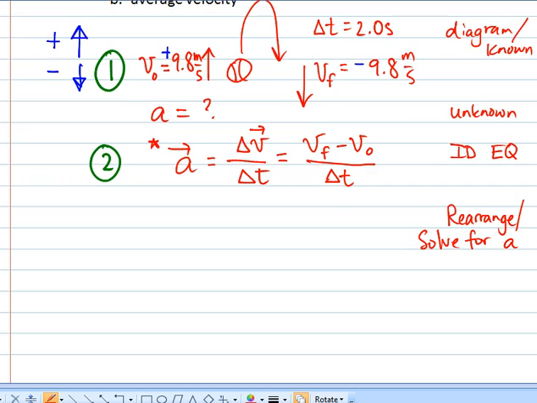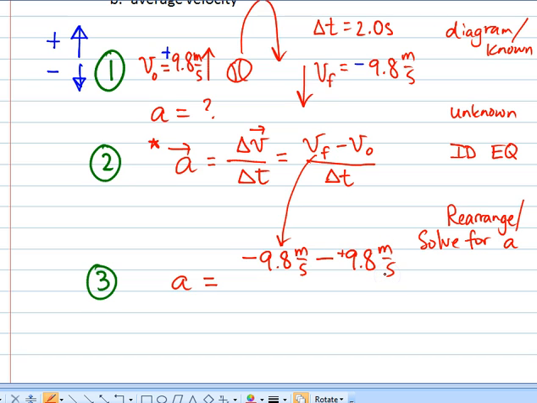Okay, so step 3, if you remember, is to plug and chug. And one nice thing about rearranging is that you don't have to put in the units and keep track of them for every single step. You just put them in once and you're done. So here we go. Acceleration is equal to v final. Now v final is negative 9.8 meters per second. Then we have to subtract v initial, which is positive 9.8 meters per second. Well, that doesn't matter. We're still going to be subtracting it.